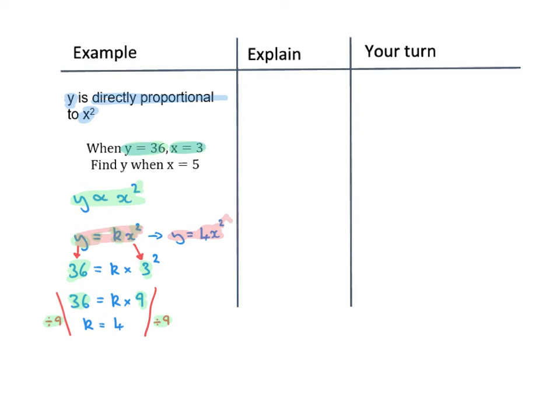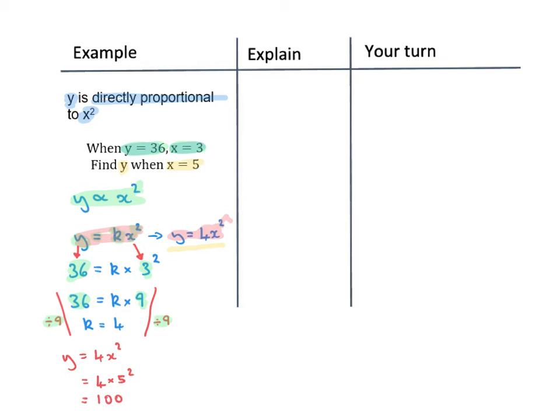Now, the question we were asked today was, can you find the value of y when x is 5? Well, now we have this formula, we can use this repeatedly. We could find any value of x if we know a value of y, or any value of y if we knew a value of x. In this case, we know that x is 5. So we rewrite the formula, y equals 4x squared. We substitute in the fact that we know that x is 5, so this becomes 4 multiplied by 5 squared. 5 squared is 25, multiplied by 4 is 100. So our answer is 100.